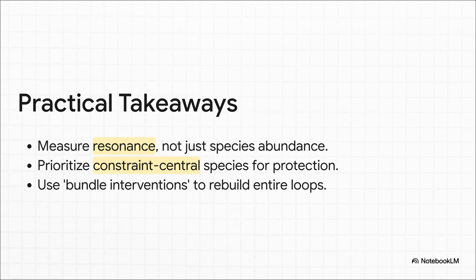So what's the game plan here? What does this all mean for how we actually try to help? Well, the takeaways are pretty clear. We have to start measuring the health of those feedback loops, that system resonance, not just counting how many animals are there. We've got to prioritize protecting those constraint central species. And when we do restoration, we should be thinking in terms of bundles, reintroducing groups of species that work together to rebuild those all-important closed loops.